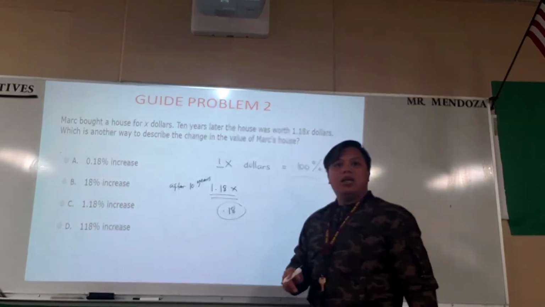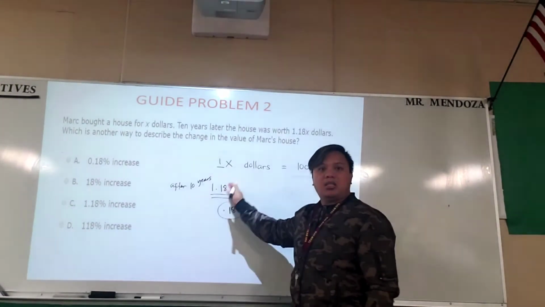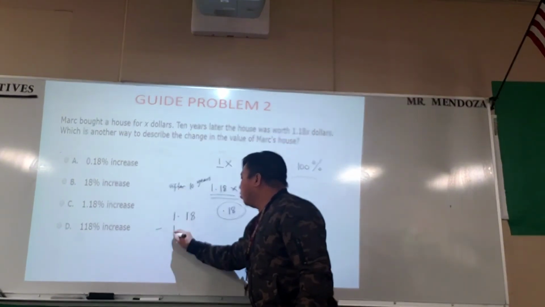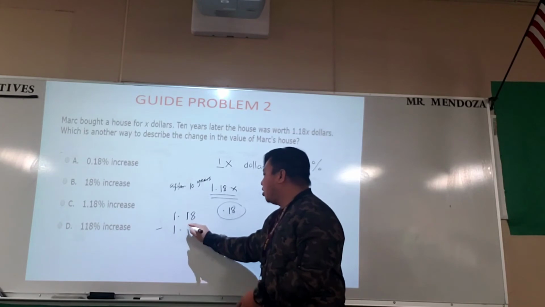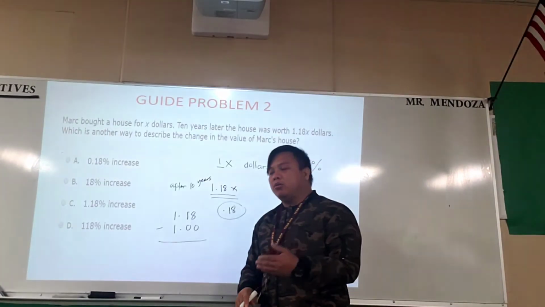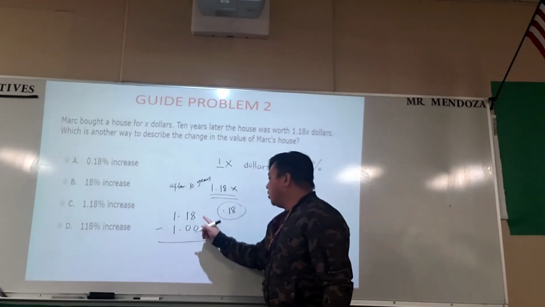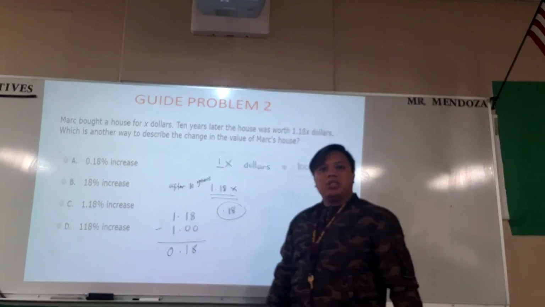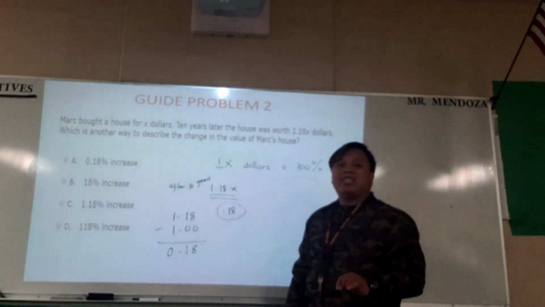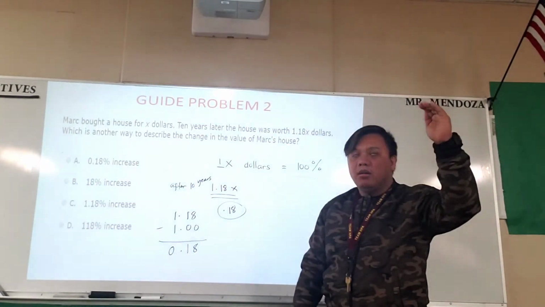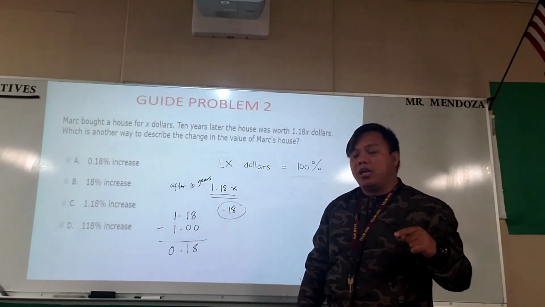How did you know that? Well, you just basically subtract these two. So I would have 1.18 minus 1. I could actually put zeros in here because 1 is equivalent to 1.00. So when you subtract this, it's going to be 0.18. That means there is a 0.18 additional from 1 going to 1.18.